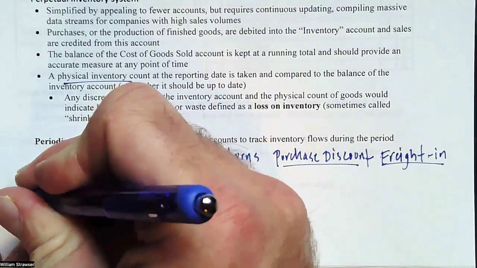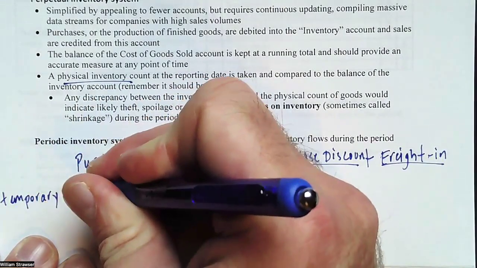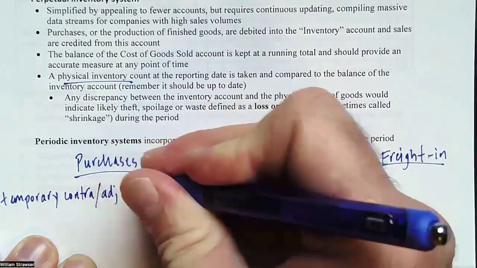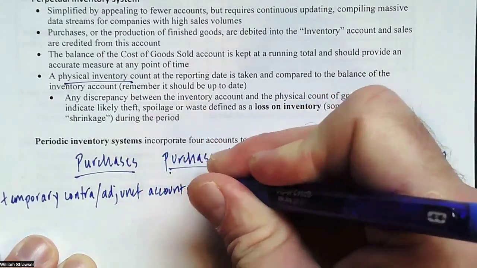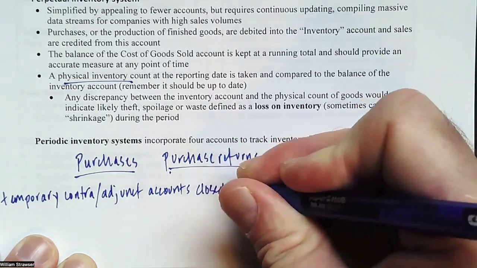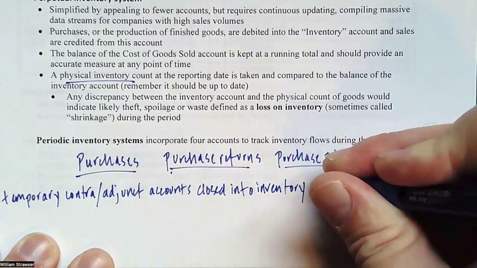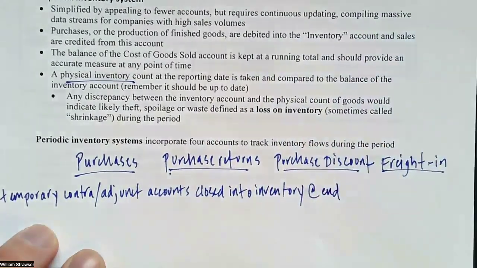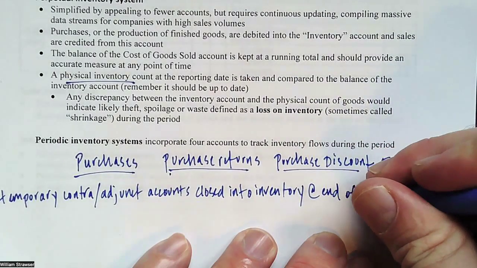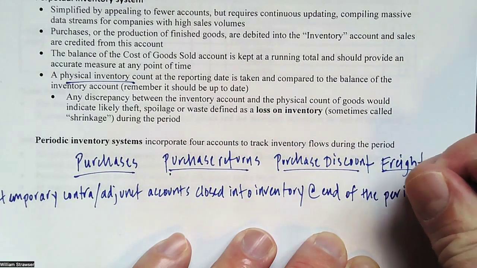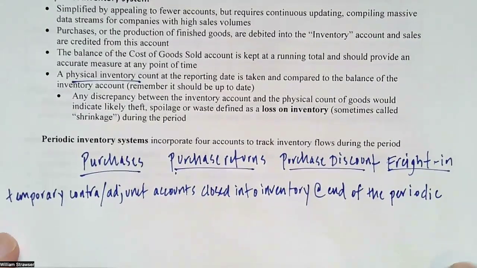So these were all temporary contra and adjunct accounts closed into inventory at the end of the period. So the periodic system basically had a bunch of middlemen accounts that in the end of things we decided weren't really all that necessary for a well-functioning inventory management approach.